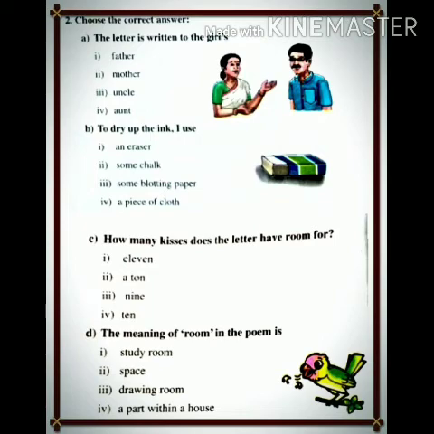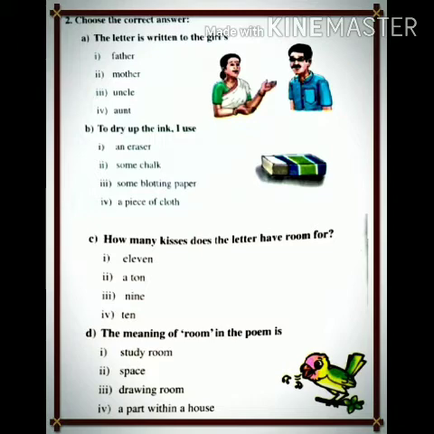Now let's see what is given in activity number 2. In activity number 2, it is given choose the correct answer. Here 4 questions are given from the poem and each of the questions has 4 options. Here you are asked to choose the correct answer from the 4 options.